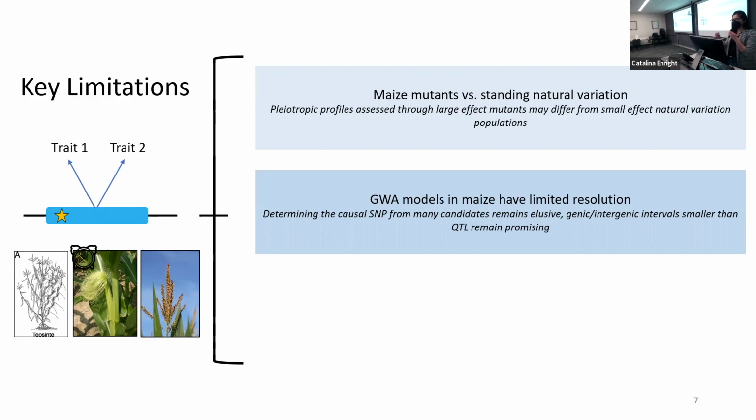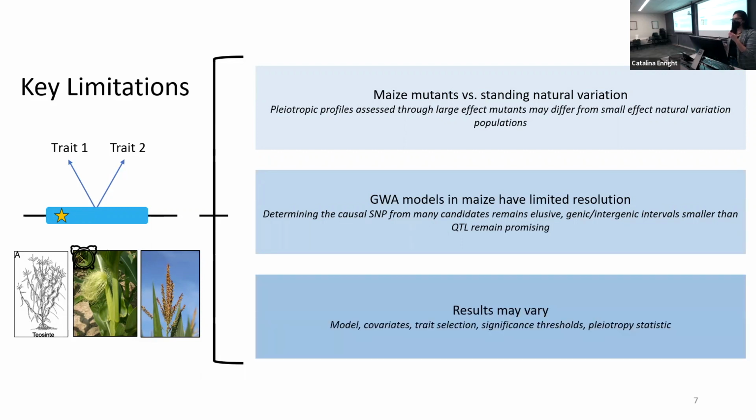And so trying to determine which is the causal SNP from many candidates still remains elusive. And also results may vary by the model that you use, the types of covariates, the types of traits that you select, significance thresholds, and pleiotropy statistics.